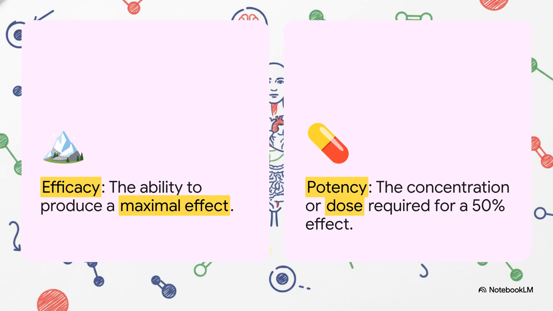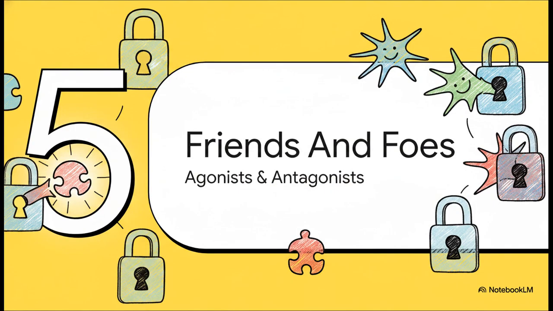Now, keep in mind the difference between efficacy and potency. Efficacy is all about the maximum power of the drug. Think morphine's ability to completely stop severe pain. Potency, on the other hand, is simply about how much of the drug you need to take. Aspirin is great, right? But its efficacy stops at mild to moderate pain no matter how much of it you swallow.